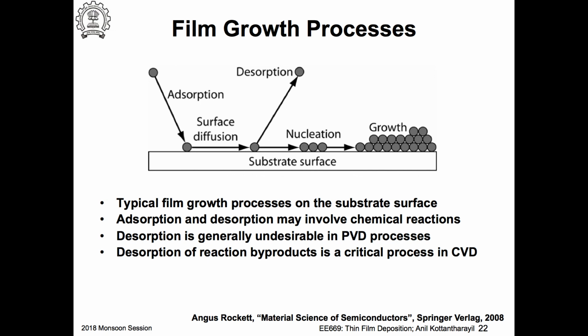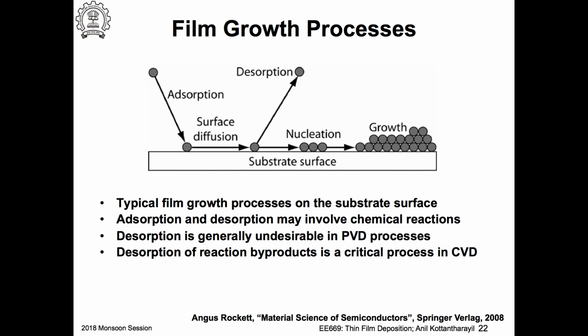Okay, so many particles come and hit the surface, and then they're moving around. And they can meet, right? And then at some point, some of them can get desorbed from the surface. Okay, and maybe multiple particles can come together, attached to each other. So this process is called nucleation.